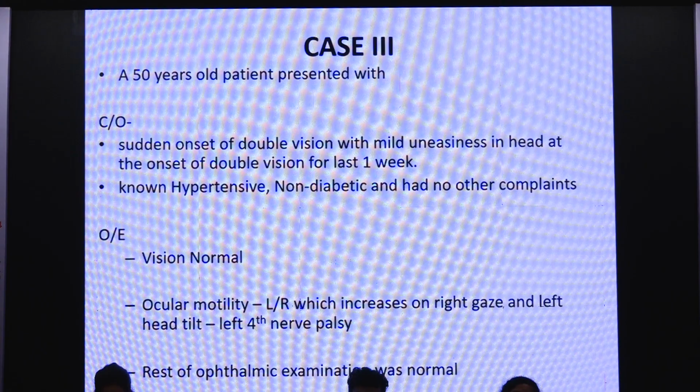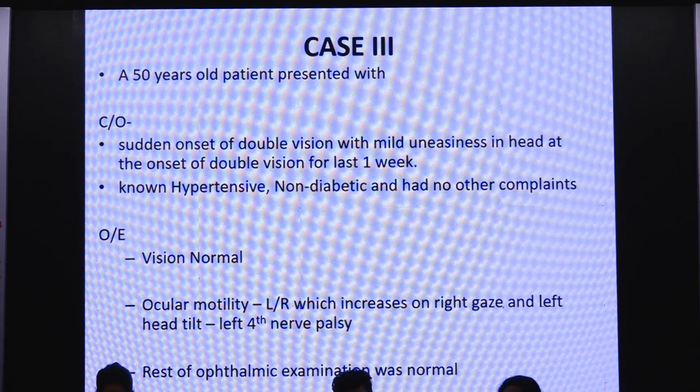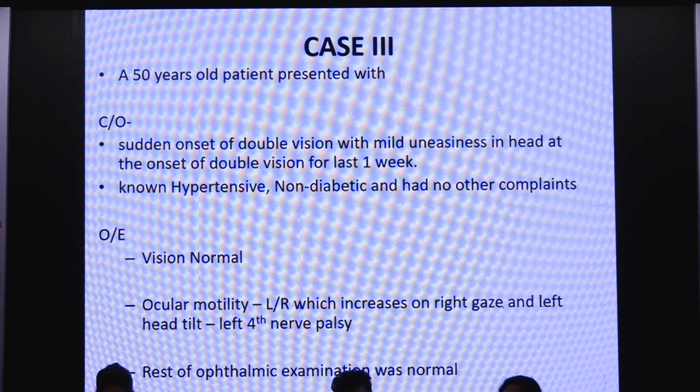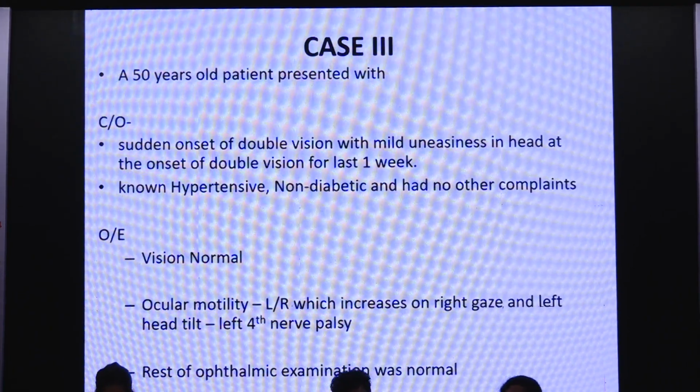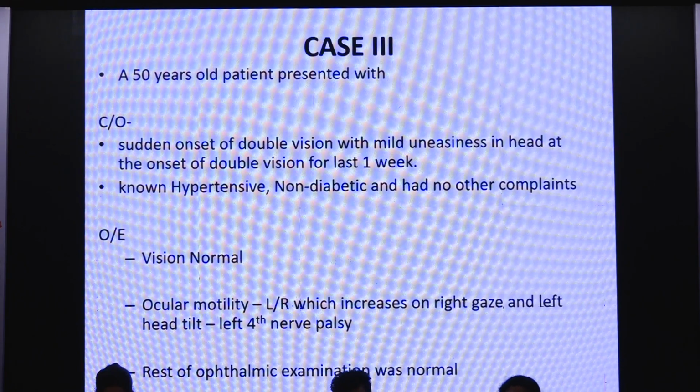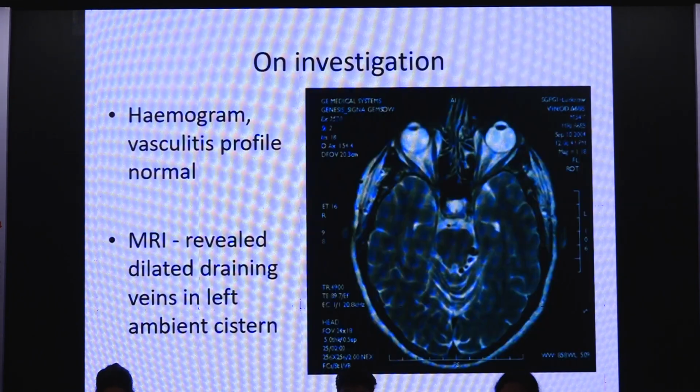Now this third patient is about a 50-year-old who presented with sudden onset of vertical diplopia, but at the time of diplopia he had mild uneasiness in the head, and all these symptoms appeared when he was kicking his scooter. He was a known hypertensive, but other systemic diseases were not there. The visual acuity was normal. The ocular motility was suggestive of left fourth nerve palsy. The rest of the ocular, neuro-ophthalmic, and neurological examination was normal.